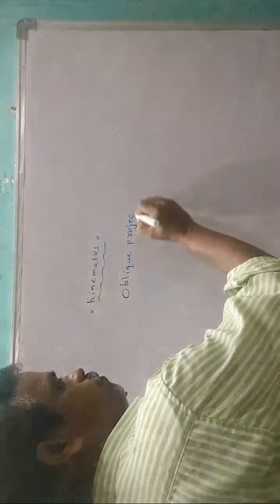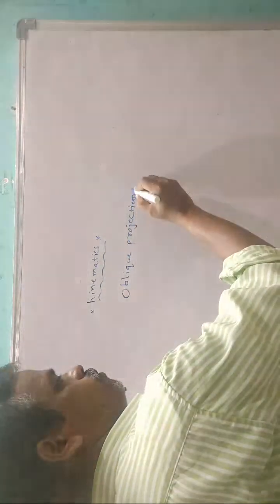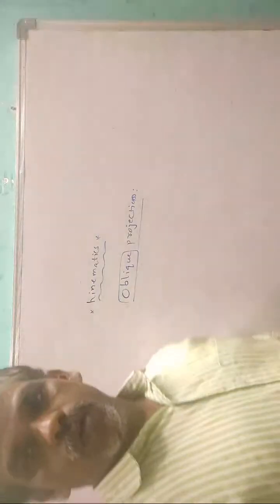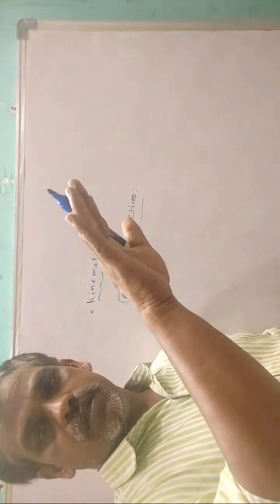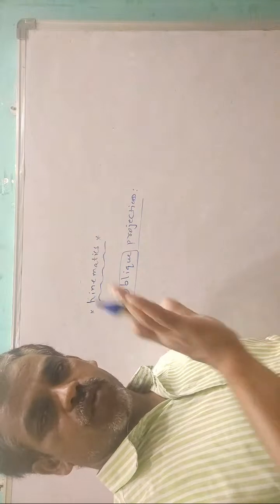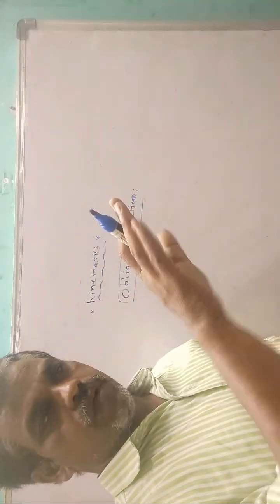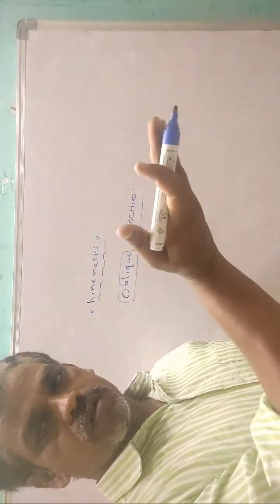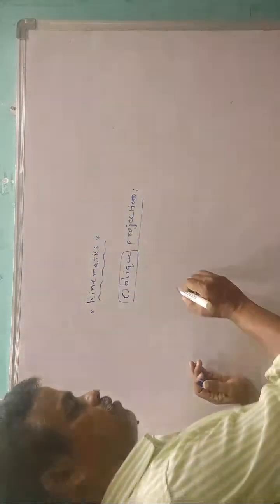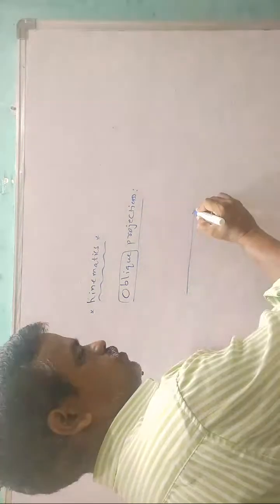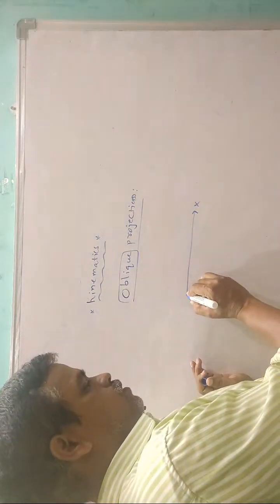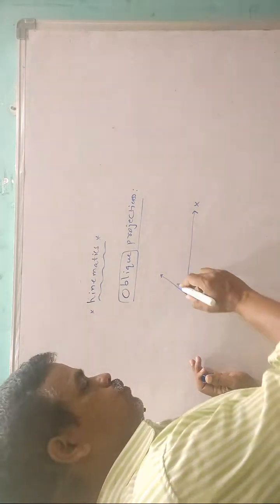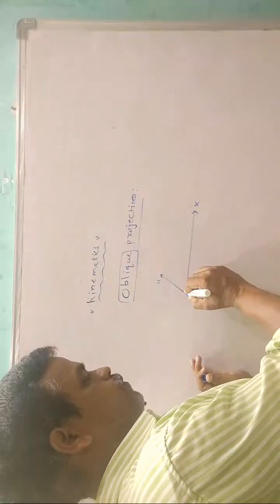Oblique projection is nothing but the body being projected. The body we project with some velocity, and the velocity direction is making an angle with the horizontal. So that is the oblique projection. This is the x-axis. The body is projected with velocity u, or whatever it is.